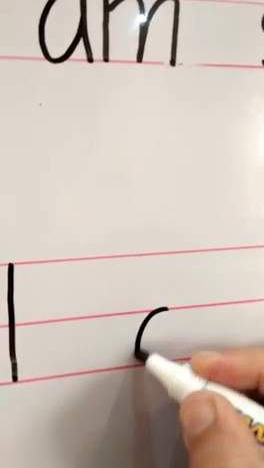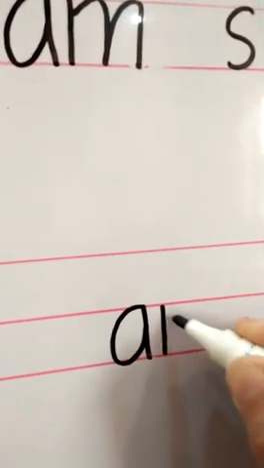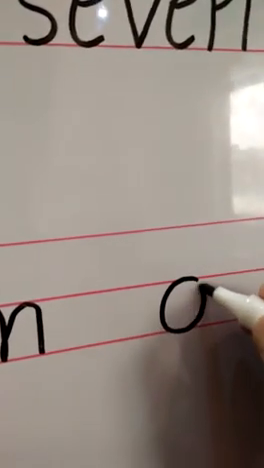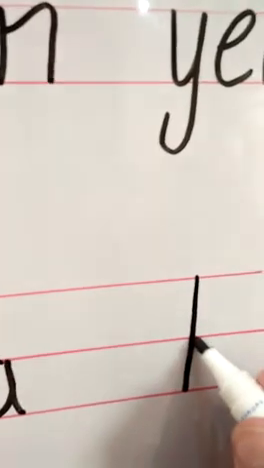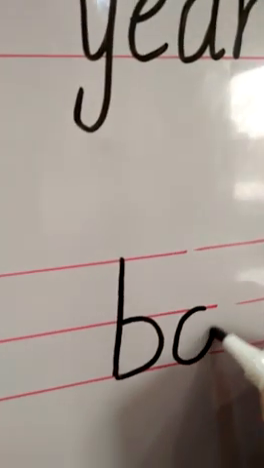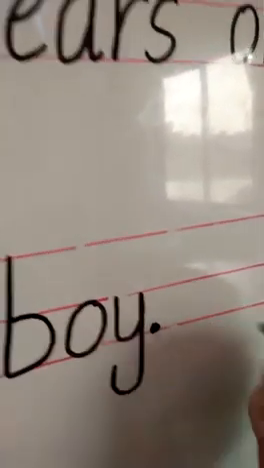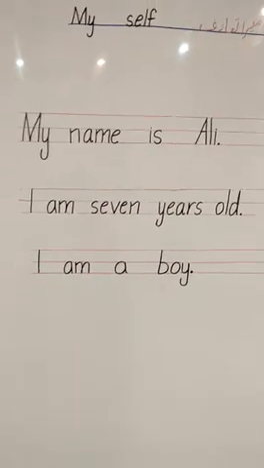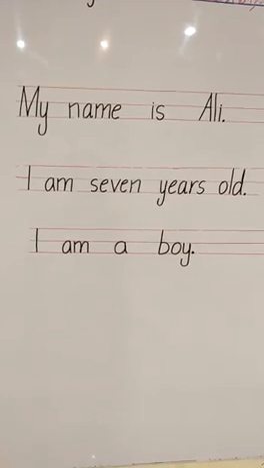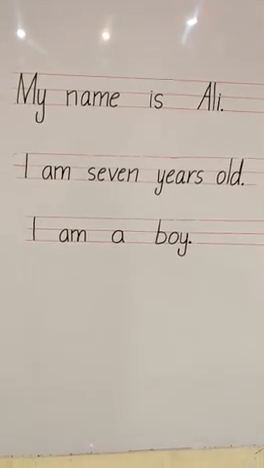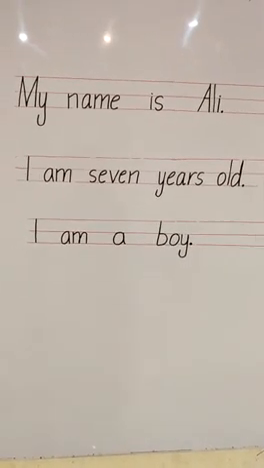Next is I am a boy. B-O-Y, boy, and put down full stop at the end of the sentence. Right? My name is Ali. I am 7 years old. I am a boy. Write it on your workbook and also learn it.